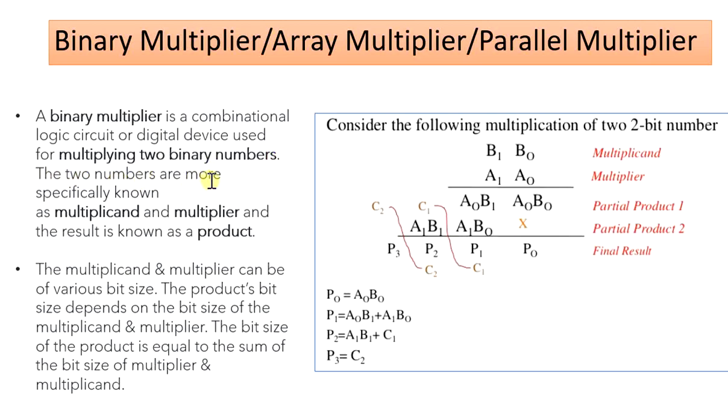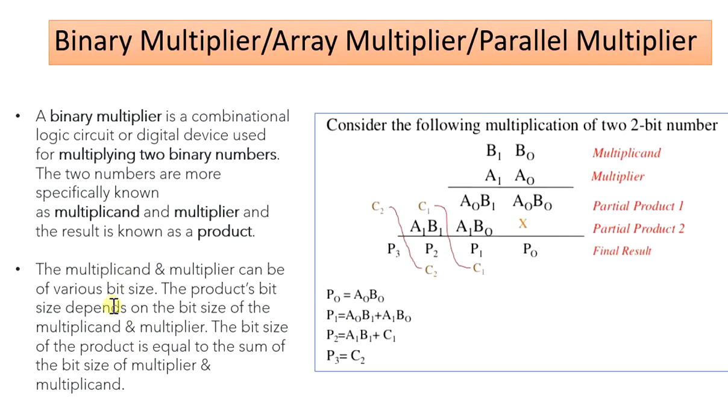The two numbers are more specifically known as the multiplicand and the multiplier, and the result is known as the product. So you can see here B1 and B0 are of 2 bit. A1 and A0 are of 2 bit. So basically you're multiplying A with B. The first term is the multiplicand and this is the multiplier. The end result that you obtain is called the product term, which is represented as P0, P1, P2 up till P3 in this particular example.